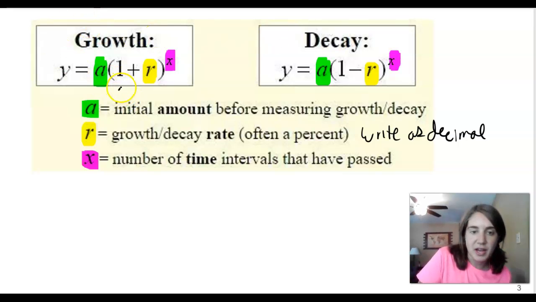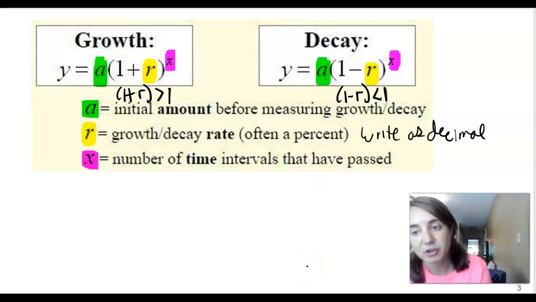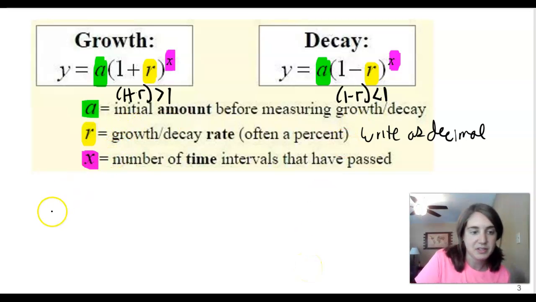So the thing I want you to add is 1 plus R here is always greater than 1. 1 minus R here is always less than 1. So that's how we know if something's growth or decay. So you want to make sure you copied this and wrote this down.